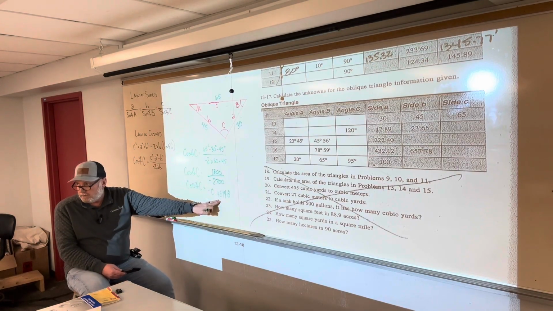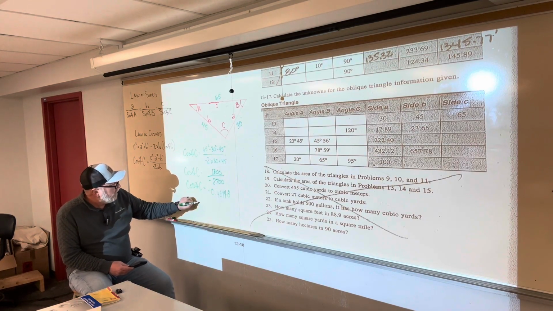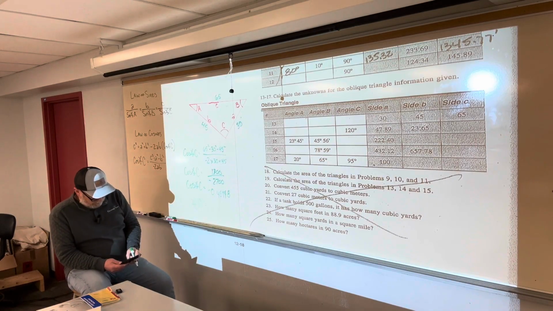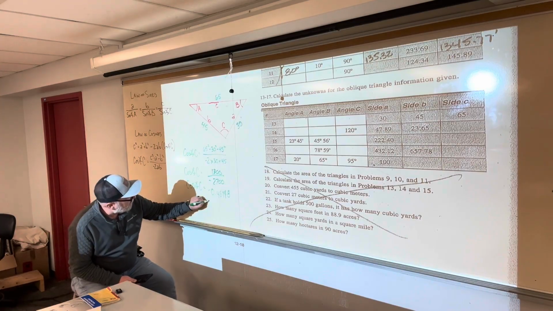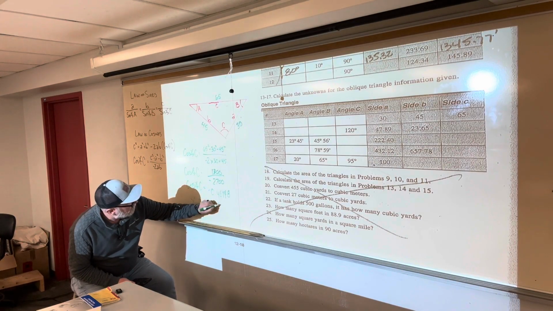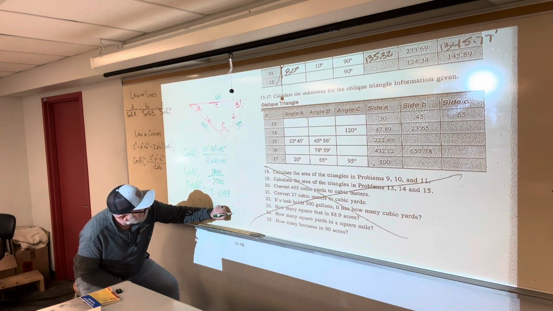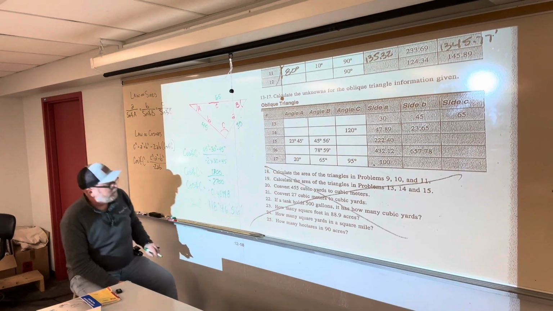Take the inverse cosine, arc cosine. Angle C will equal, it gives me decimal degrees, convert that to degrees, minutes, seconds. I come up with 118 degrees, 46 minutes, 56 seconds.